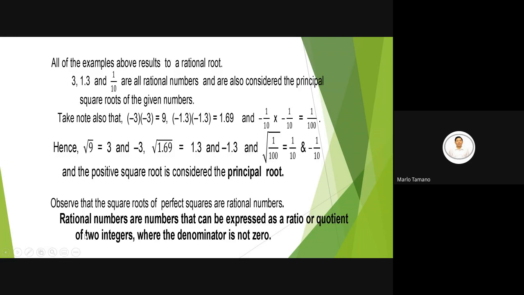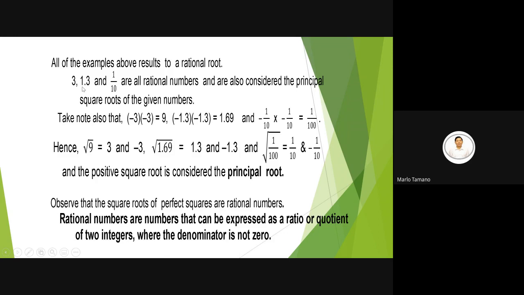So, we have here rational numbers are numbers that can be expressed as a ratio or quotient of two integers where the denominator is not equal to zero. Nasa formang a over b, where b is not equal to 0. Lahat ng numbers na pwedeng isulat ng fraction ay pwede natin tawaging rational numbers. Eh yung 3 po, pwede ba natin isulat ng fraction? Yes. That is 3 over 1. Yung 1 over 3, pwede ba natin isulat ng fraction? Yes. 1 over 10 is already a fraction. Okay po? So, rational po yung mga square root na ito.